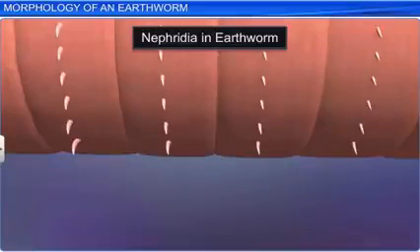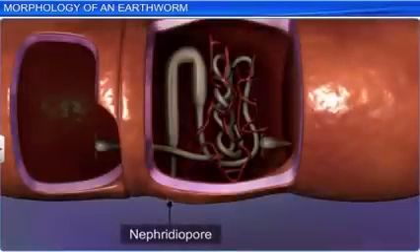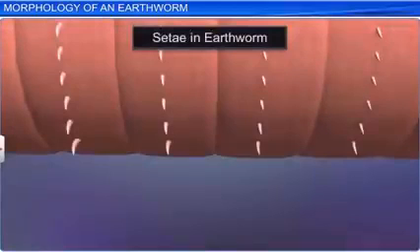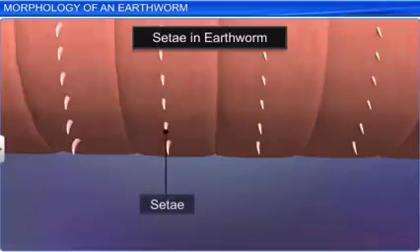Moreover, each segment of an earthworm has minute pores called nephridiopores. These pores are connected to nephridia, which serve as excretory organs. The earthworm's body is rough to the touch due to the presence of tiny S-shaped bristles called setae, which are embedded in the epidermal pits. Each segment of the body, except the first, last and the clitellum, has setae which help in locomotion.